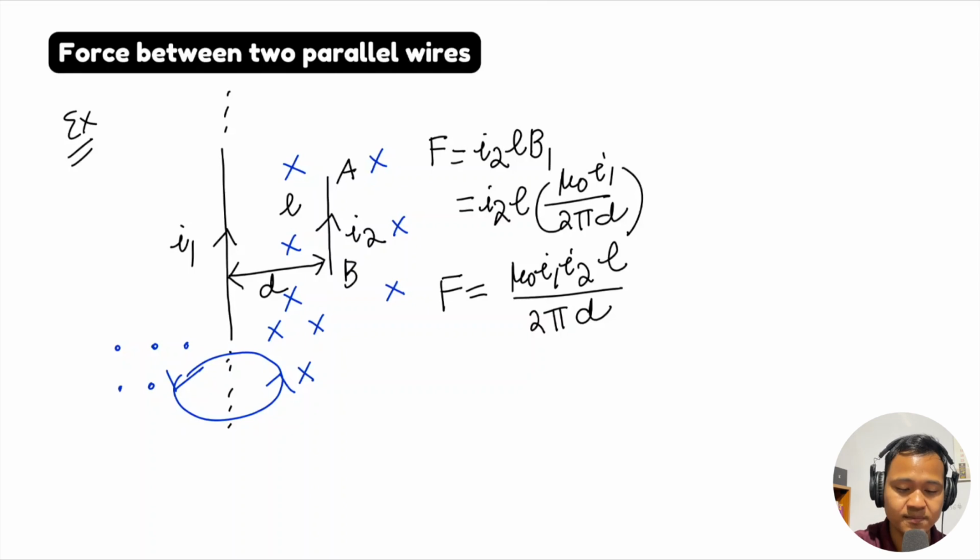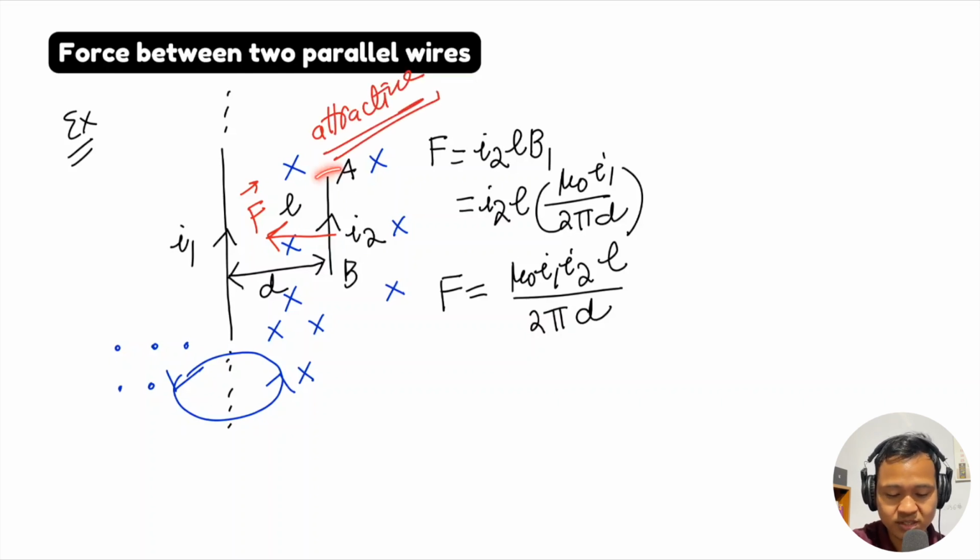Now the force direction. So L cross B. L is along the current, so L is along this side. B is inward. So L cross B will be towards the left side. So therefore, force is towards the left side. So that means it is attractive in nature. The small wire will be attracted towards the bigger wire.